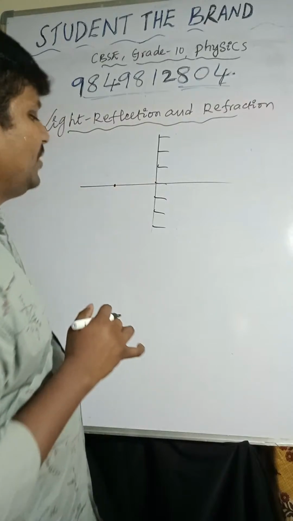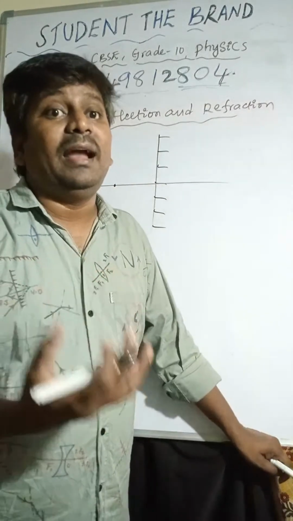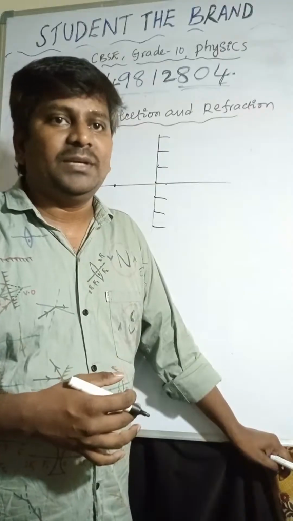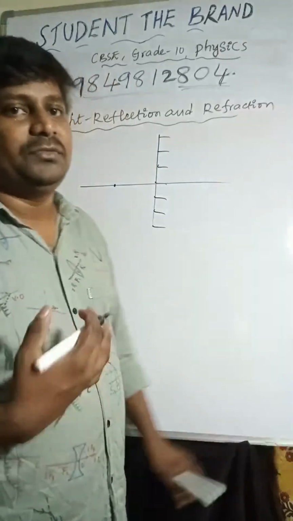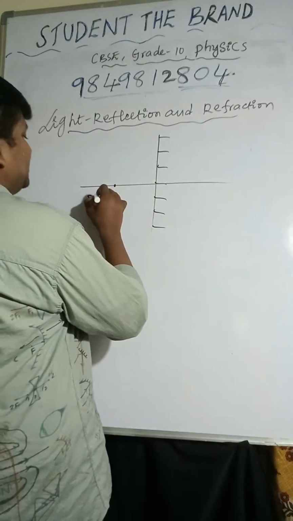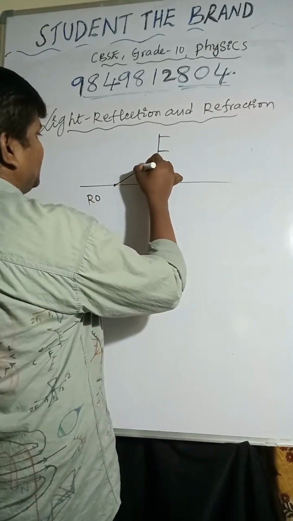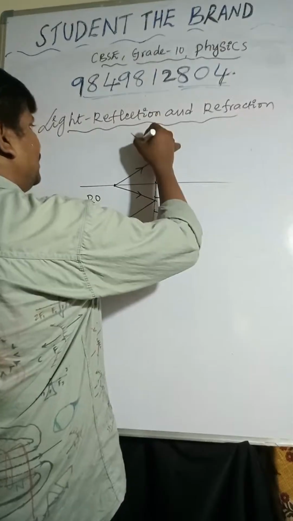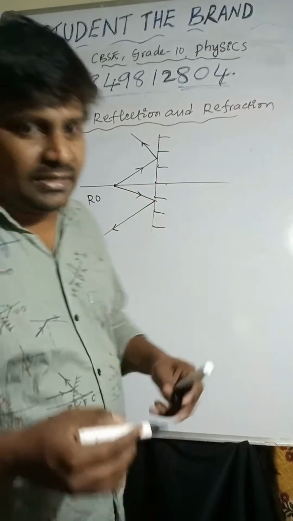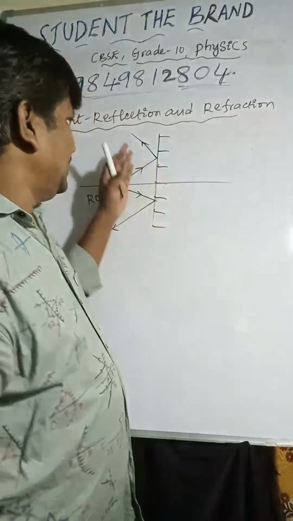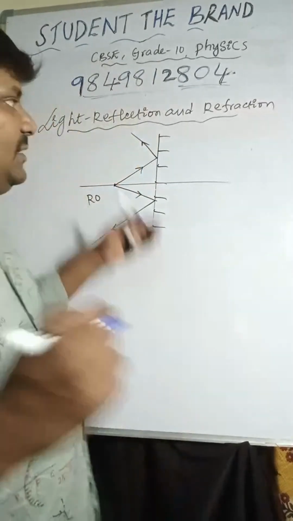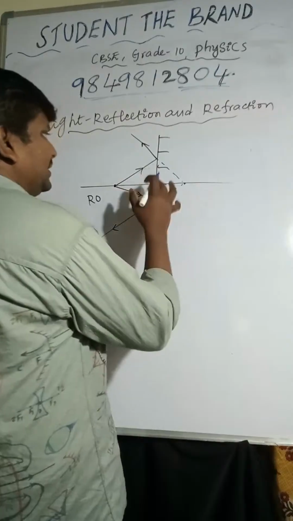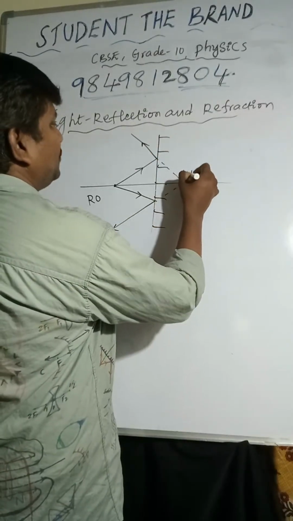How many light rays are required to form the image of the object? Minimum 2 light rays are required to form the image of the object. So here I am taking the real object, the point object. I still have to take 2 light rays, so I am taking 2 light rays. If you extend the reflected light rays, the extended reflected light rays are meeting at one point.